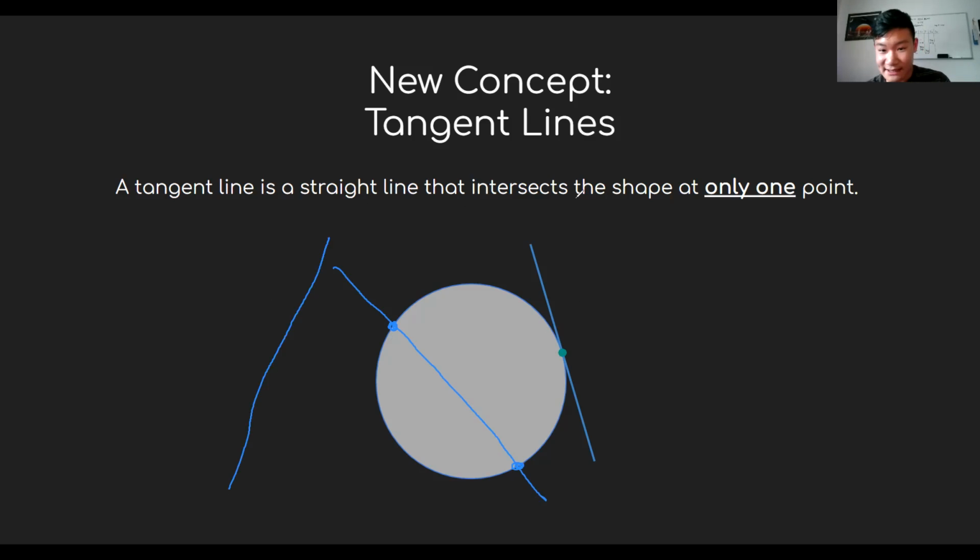And the reason why I say the shape and not the circle is because it actually works for any shape. I could have this squiggly line and then have a tangent line that intersects here at only one point. Or sorry, that was really badly drawn. But if it intersects at one point, I could still say that it's tangent. And we'll do some problems real quick.